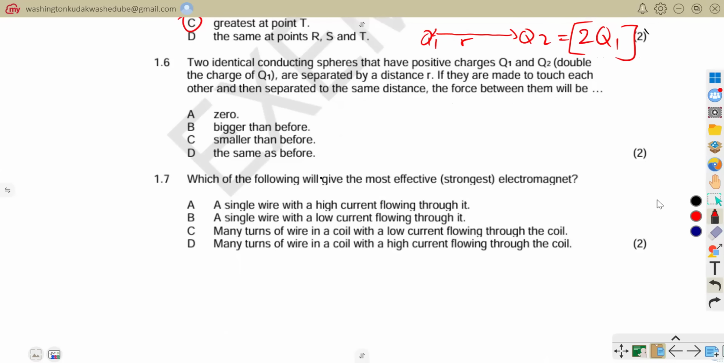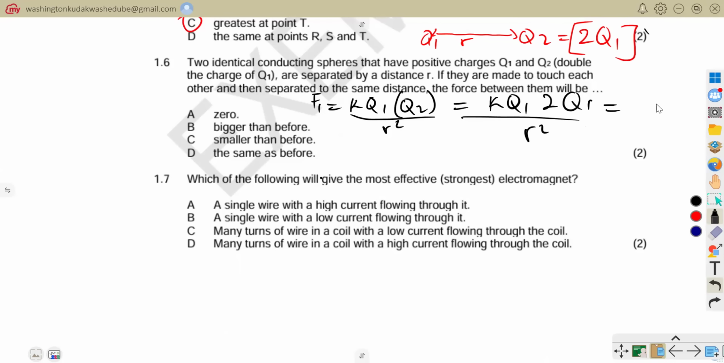So we need to calculate the two different forces. We've got force 1, where we are saying that it will be given by K Q1 times Q2 all over the distance, which is R squared. But we know that Q2 is actually carrying 2 times the charge that is in Q1. So we can have it in this form so that it becomes 2 K Q1 squared all over R squared, where we are squaring the charge in positive charge Q1.